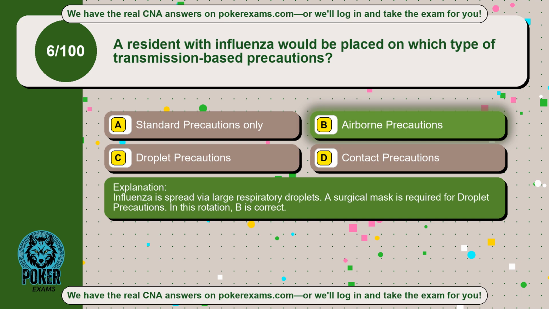Influenza is spread via large respiratory droplets. A surgical mask is required for droplet precautions. In this rotation, B is correct.